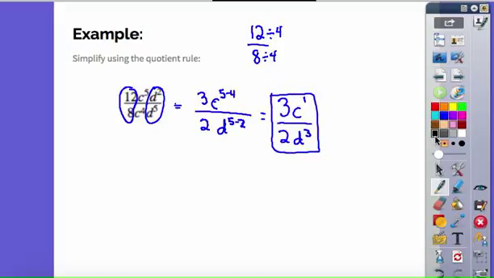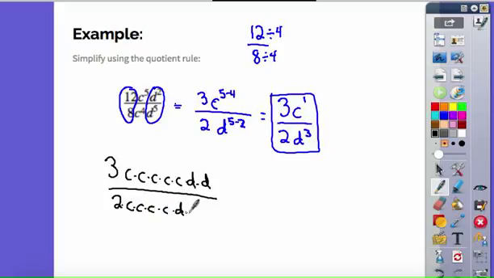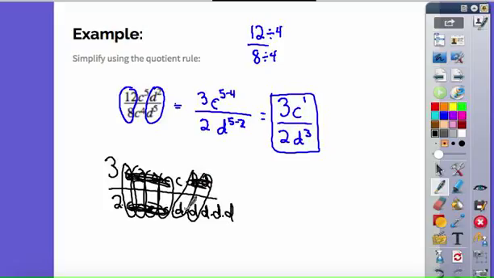Now let's look at this in terms of our definition. I've got 3 times c times c times c times c times c times d over 2 times c times c times c times c times d times d times d times d times d. So I start matching up what I can, and I've got these c's, and then I've got those d terms, and so I know all of these c's are canceling, and I know that these d's are canceling.